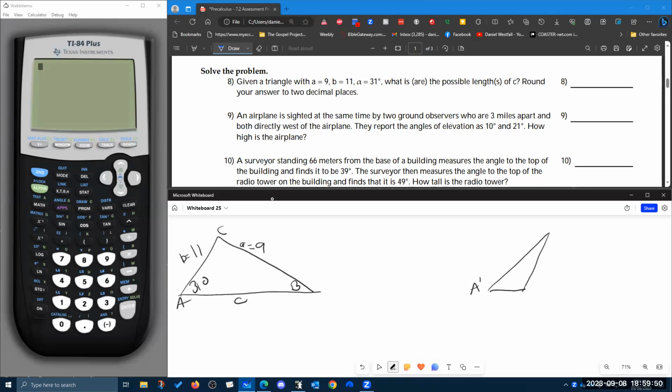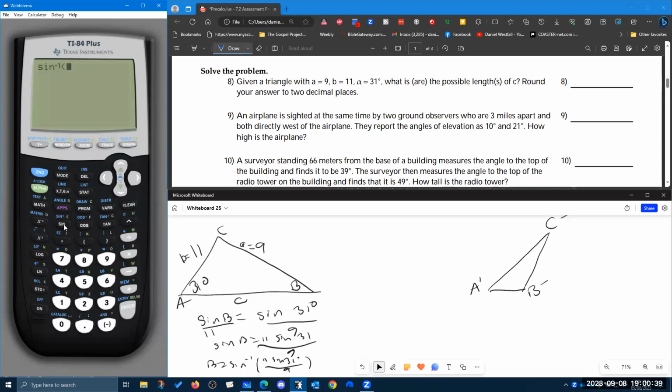That would be A prime, C prime, B prime. We'll figure out in a second if we have that, but it would look kind of like that, where angle B would be the obtuse angle instead of angle C. So start by solving for angle B. Sine of angle B over side B is equal to sine of given angle A over given side A, so sine B is equal to 11 sine of 31 over 9, and B is the arc sine of 11 sine of 31 degrees over 9.